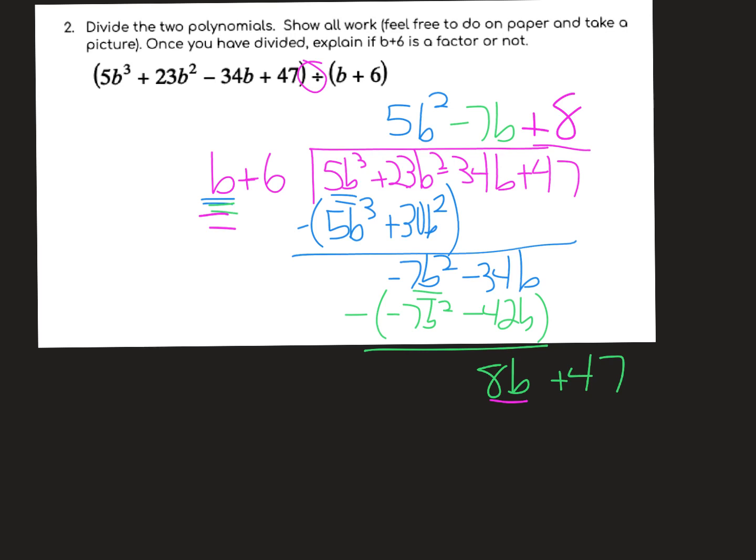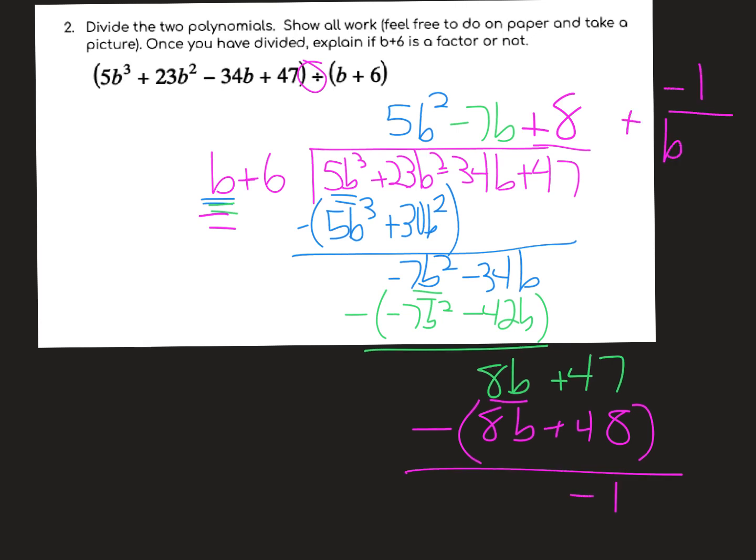Oh, get rid of this. And 8 times b is 8b. 8 times 6 is 48. Don't forget to subtract down. That gives you a negative 1. That's negative 1 over b plus 6. You're dividing by that b plus 6.